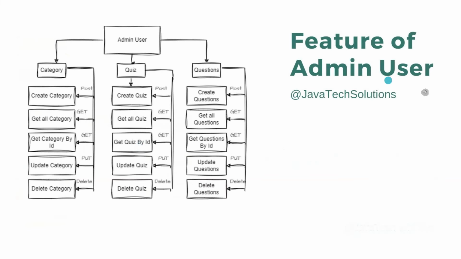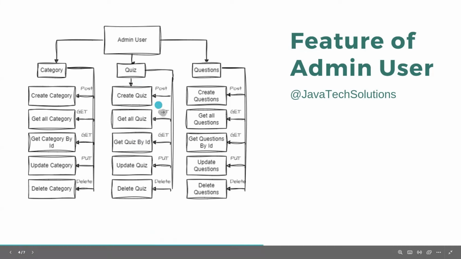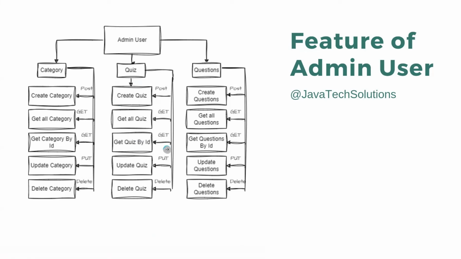Now if we talk about the features of the admin user, like what kind of APIs they will get. For the category, they will save the category, get all the categories, get category by ID, update the category, and delete the category. For the quiz, it's again a CRUD kind of thing: create, update, delete, and get. For the questions it's also the same.